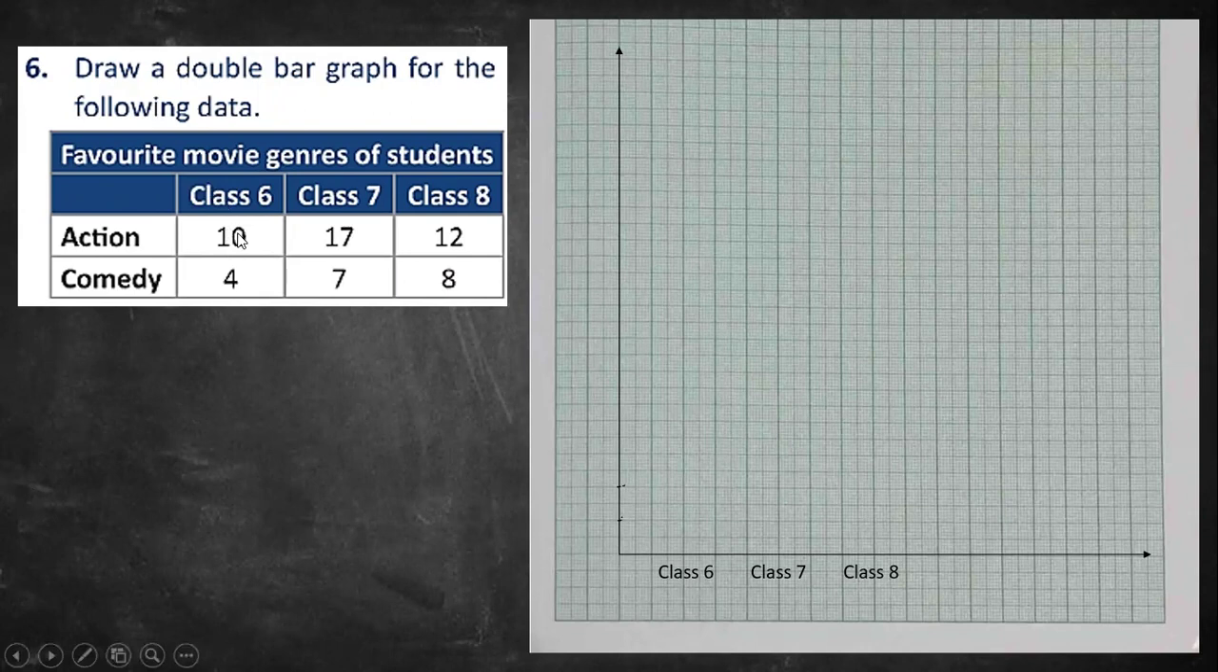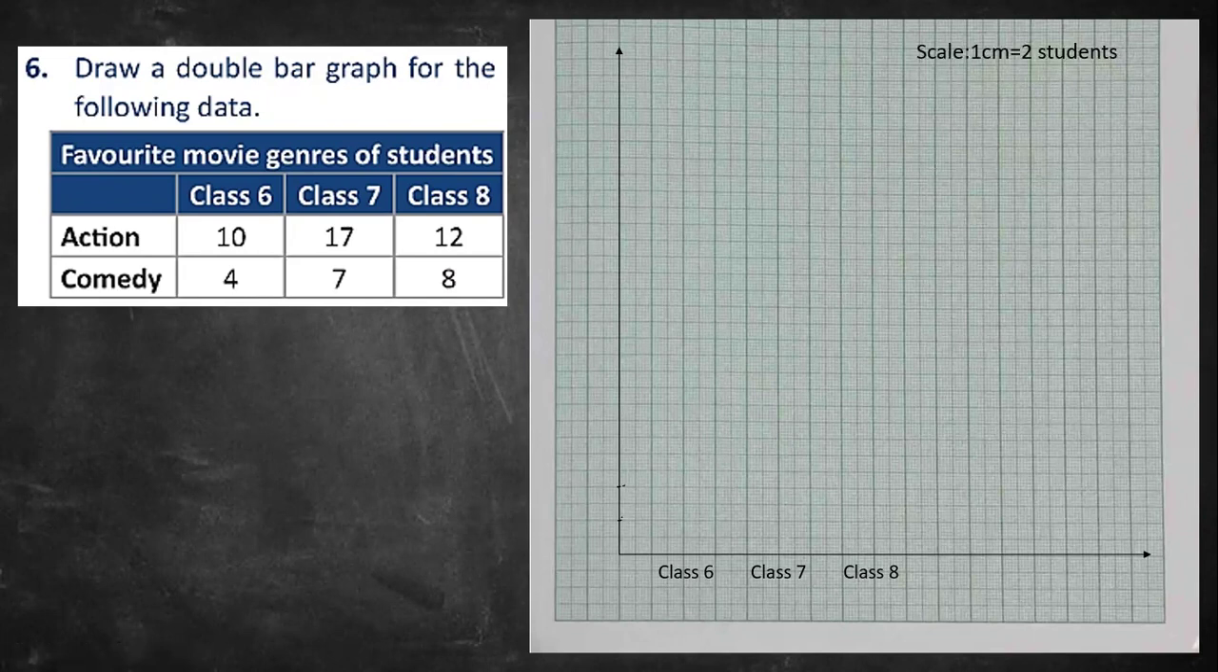number of students. So 10, 4, 17, 7, 12, 8. If I take 1 centimeter equals 1 student, then it will go too long till 17. And we need to take care that our graph should not be too small or too big. So if I take 1 centimeter equals 2 students, then it will be easy for us to draw the graph. So let's take the scale: 1 centimeter equals 2 students.